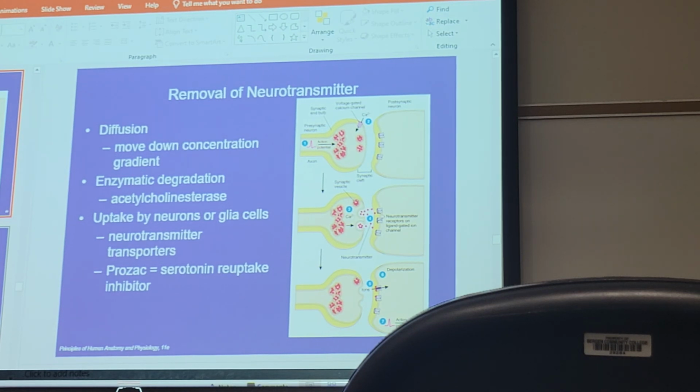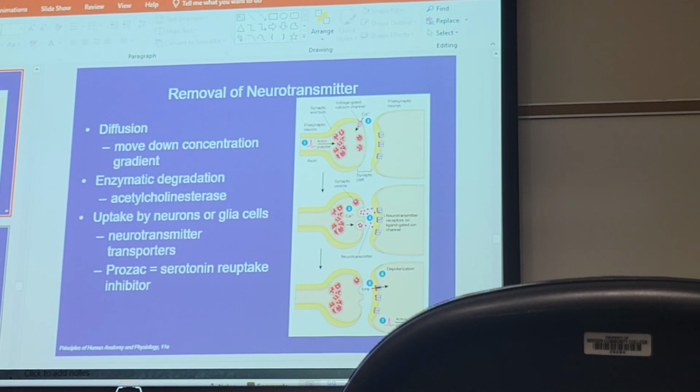So what do we do when we have a neurotransmitter? We can have it diffuse across. That's how we get rid of it. We can have it broken down with enzymes, like we did with acetylcholine, broken down by acetylcholinesterase. We can also have reuptake inhibitors, like Prozac is a reuptake inhibitor, so it prevents it from doing its job.